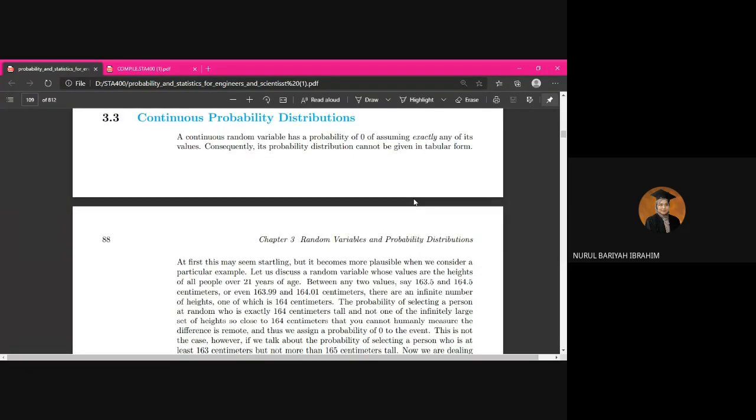Okay, Assalamualaikum. Today we proceed with the cumulative distribution function, CDF, for continuous random variable.